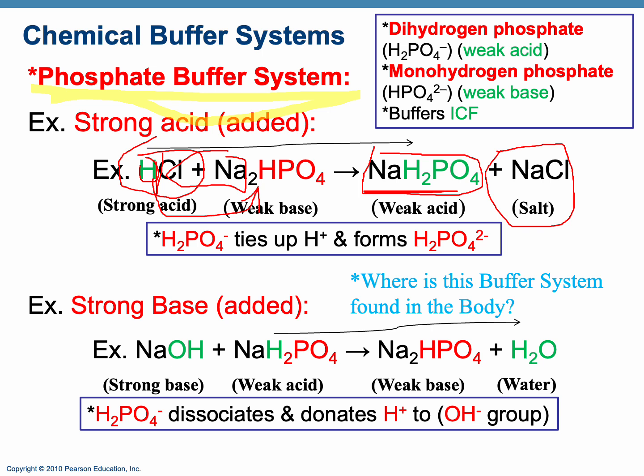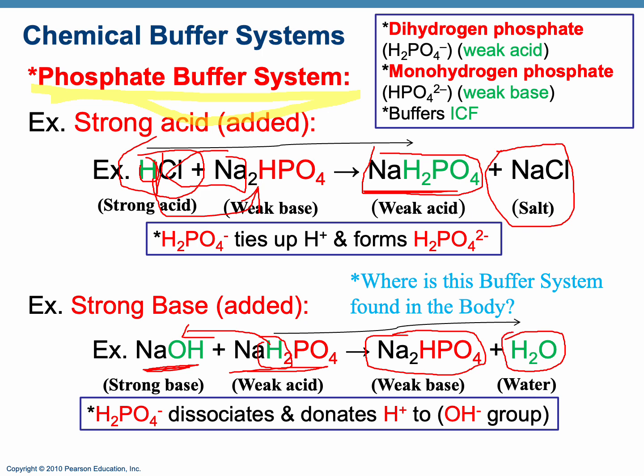Down here, the example of the strong base being added to the body. So here's our strong base, our sodium hydroxide. The weak acid here we're looking at is the sodium dihydrogen phosphate. So again, it's a weak acid. Not all the hydrogen ions will break off. One will break off, will be accepted by the base. What we end up forming then, we have a weak base formed, and this will be our sodium monohydrogen phosphate. And then we also form water as well.